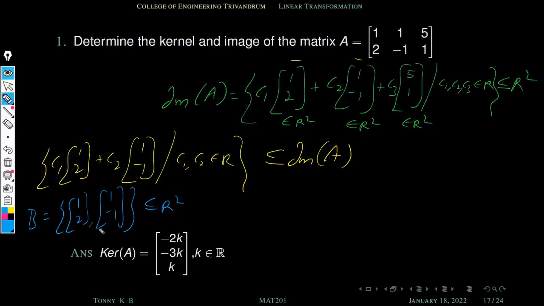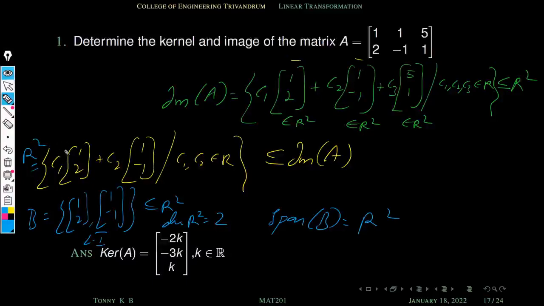And are these two vectors linearly independent or not? Yes, they are linearly independent. Why? One of them is not a scalar multiple of the other. We know that the dimension of R2 equals 2, and B is a 2-element linearly independent set. Then by the result, B is a basis for R2. B is a basis for R2 means the span of B is R2. So this set is R2.